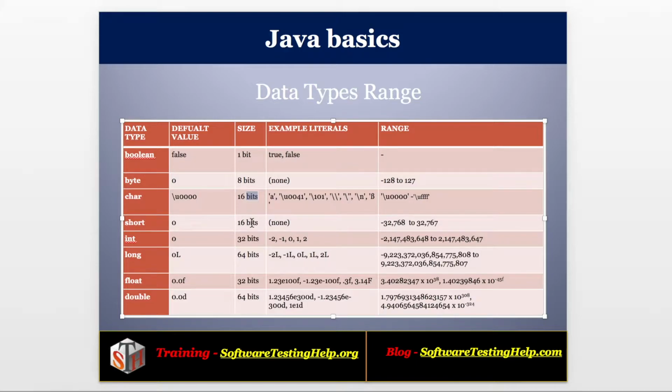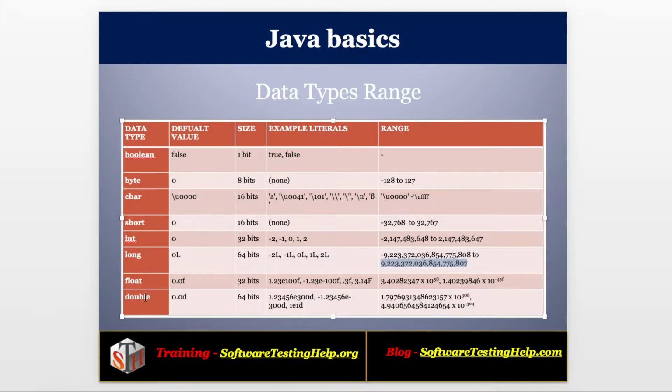Short data type size is 16 bits. And int, the integer data type, has a size of 32 bits, and you can see the minimum and maximum value of the int. For long, sometimes if you want to specify the distance between the sky and earth, which is very long, you have to specify that value in a long. For specifying the long data type, you have to end the value with a capital L, like 1L, 2L. So you can see the minimum and maximum value for the long data type.